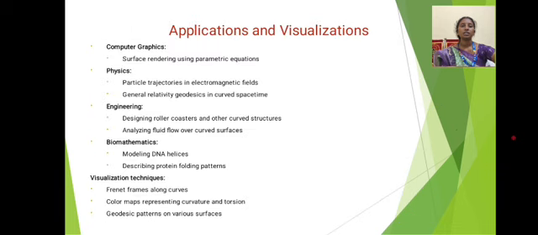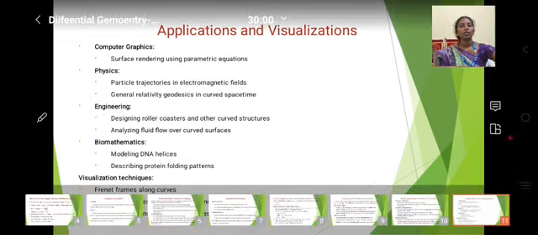Next, applications and visualization. The applications are computer graphics, physics, engineering, and biomathematics. Then visualization techniques are Frenet frames along curves, color maps representing curvature and torsion, and geometric patterns on various surfaces.